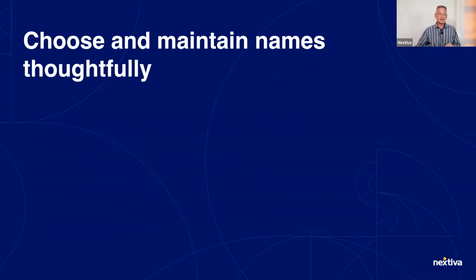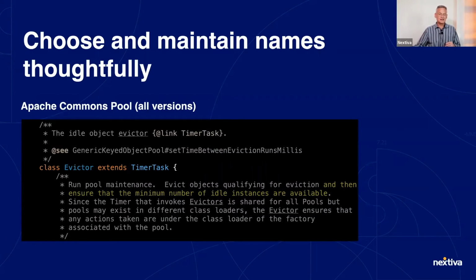Here's a trivial example, a pet peeve of mine. It still exists. Again, in Commons Pool, another one, the same open source project. It has this thing that we call an evictor. What it does is it eliminates objects that have been idle too long. It eliminates things that it has deemed abandoned. It eliminates things that fail validation, but it also does other stuff. So it was named the evictor because of that eviction action. But initially, that's all it did. But now it's the general maintenance thread.